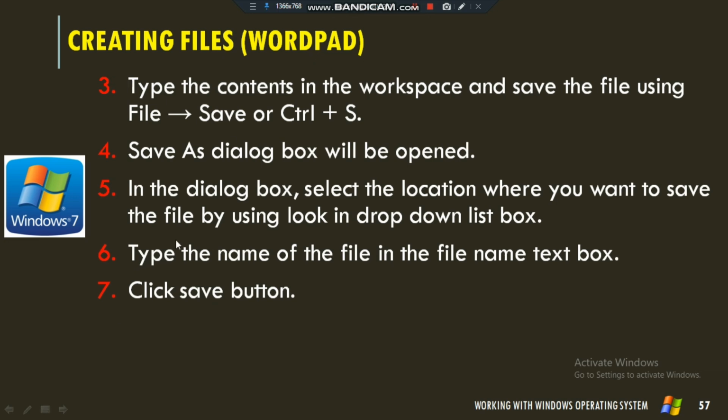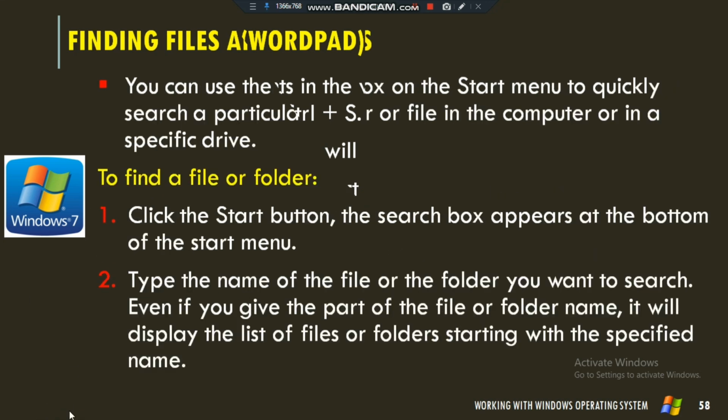So, creating files in WordPad. First you open the WordPad window by using the command Start, All Programs, WordPad. Then you type the content. If you want to save the file, then we can go to the File menu and select the option Save, or Ctrl+S. The Save As dialog box will be opened. Type the file name and click the Save button. The file can be saved. We can also select the location where you want to save the file by using the Look in drop-down list box. So type the name and click the Save button. The particular file will be saved.